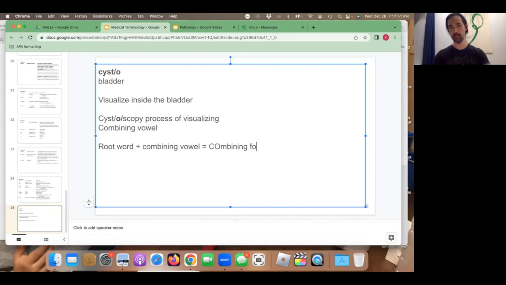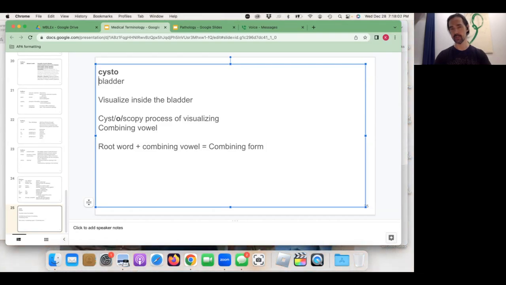Combining form. That's the form of the word that's ready to be combined. So cysto is ready to be combined with scope, or cystoscope, cystoscopy.